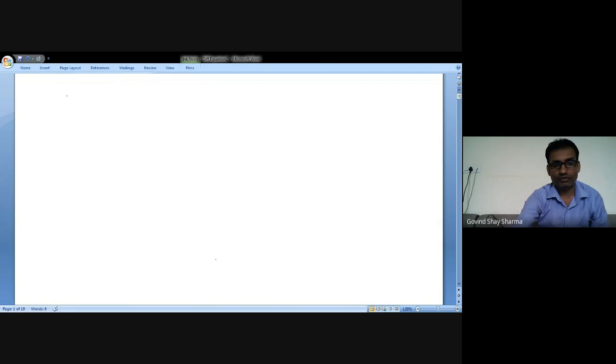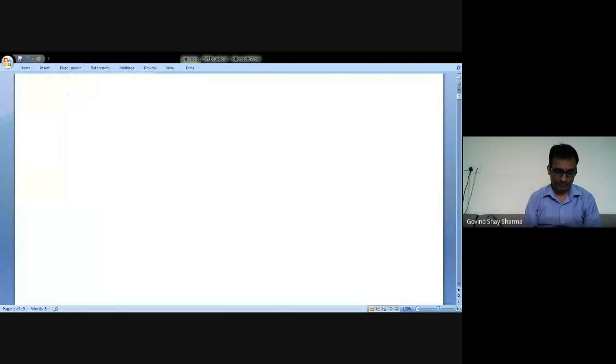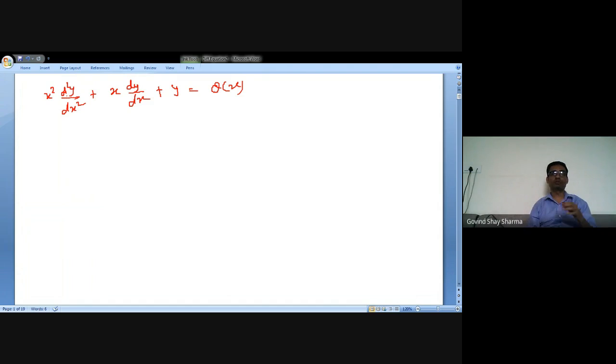Yesterday we did a question on the basis of the Cauchy-Euler equation. Cauchy-Euler equation means when we have terms of this type, x squared d2y/dx2 plus x dy/dx. This type of equation we call the Cauchy-Euler equation or homogeneous differential equation.